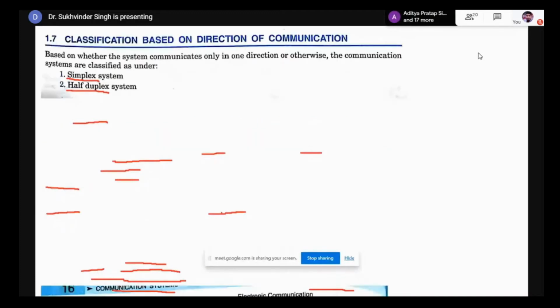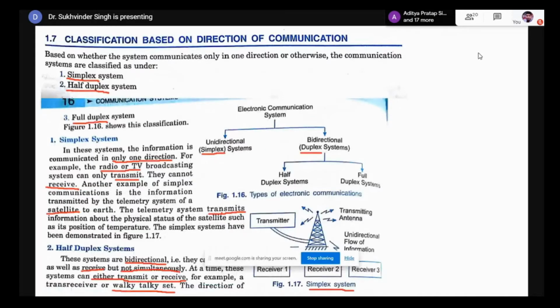Classification based on the direction of communication. It is simplex, half duplex, and full duplex. In simplex, we have a unidirectional communication, whereas in half duplex and full duplex, we have bidirectional communication. Now, where is the difference? The difference is that in a simplex system, we have an electronic communication system just like the radio transmitter or the TV transmitter.